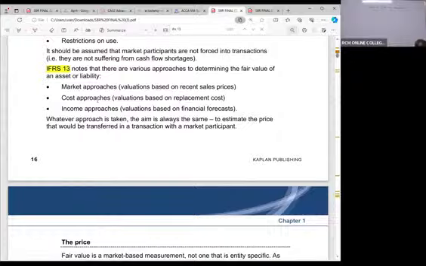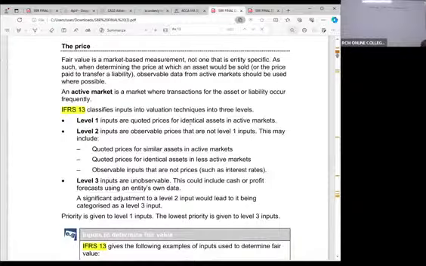You could either make use of the market approach, or you do costing, or you look at the incomes and then discount them. Whatever approach is taken, the aim is always the same: to estimate the price that will be transferred in a transaction with a market participant. Fair value is a market-based measurement, not one that is entity specific.